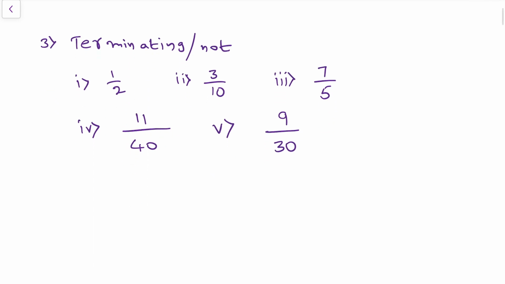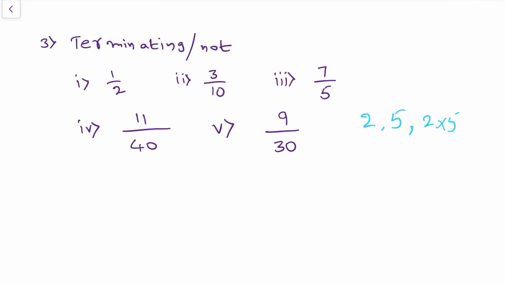Question number 3. Finding whether a given fraction or rational number has a terminating decimal or a non-terminating repeating decimal. How will we find out whether a given rational number has a terminating decimal or non-terminating decimal? That depends only on the denominator. In the denominator, if 2 is there, or 5 is there, or both 2 and 5 are there, then we can say that it has a terminating decimal.